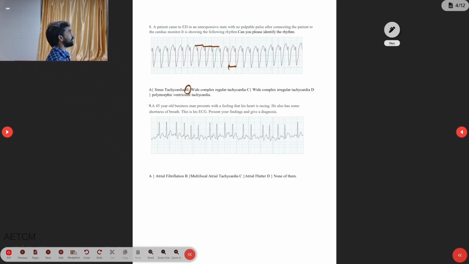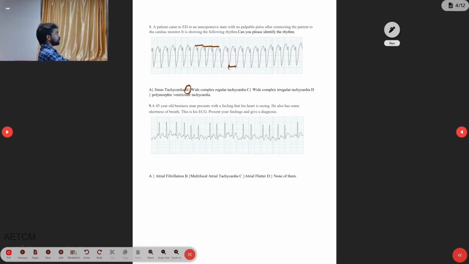So it is a wide complex regular tachycardia, because if you calculate the heart rate, 300 by the number of large squares in between two R waves, it will be almost greater than 200, something like that. So it is a wide complex regular tachycardia, or monomorphic ventricular tachycardia. That is the answer B for the 8th question.